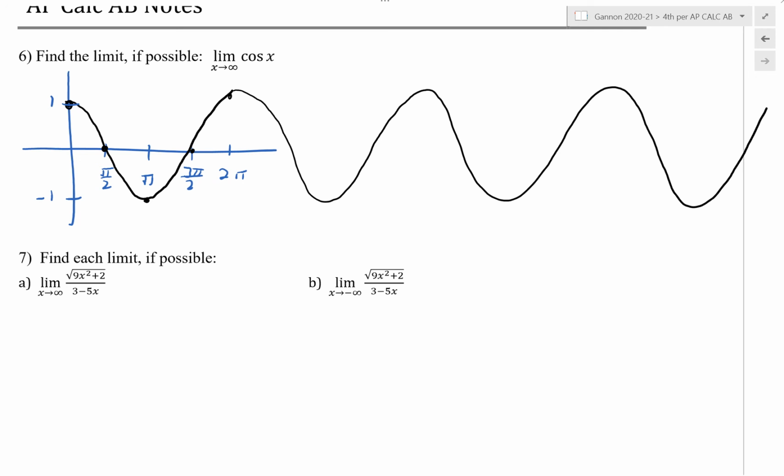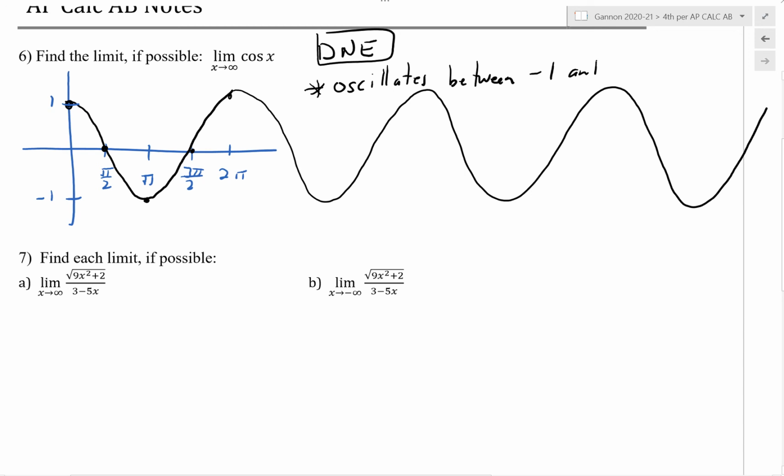All right? So this has to do with that oscillating function, and when the function oscillates, the limit does not exist. So the limit as x approaches infinity of cosine of x does not exist. The reason being because it oscillates between -1 and 1.